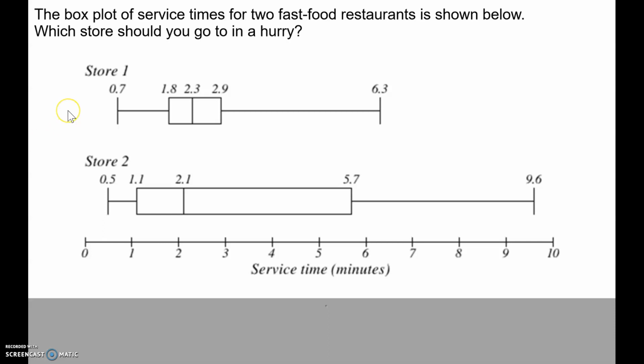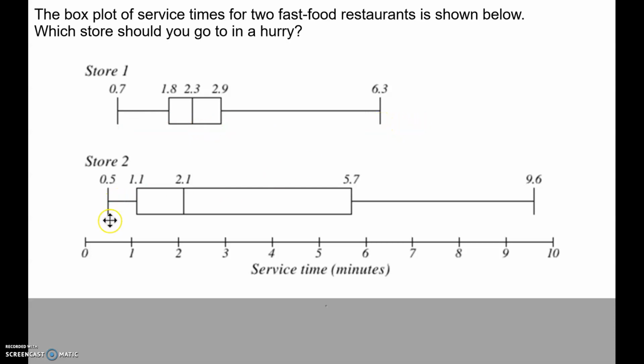If I'm looking at store 1 and this box plot, I recognize that 0.7 is the minimum time that somebody waits. That is a little bit more than store 2, so that's a little bit of a ding. But then I keep looking down here and see quartile 1, 1.8, median 2.3, and quartile 3 is 2.9. Remember, the third quartile means that 75% of the data falls below that 2.9. Yes, it does have a maximum of 6.3.